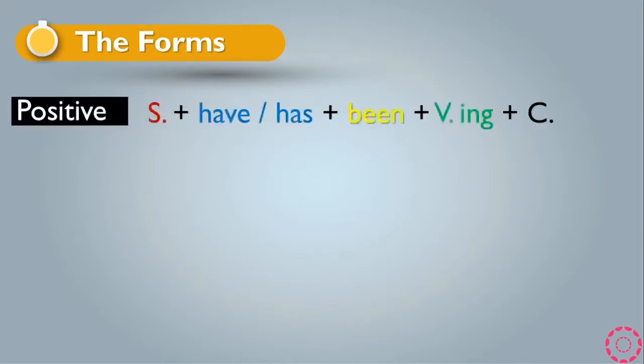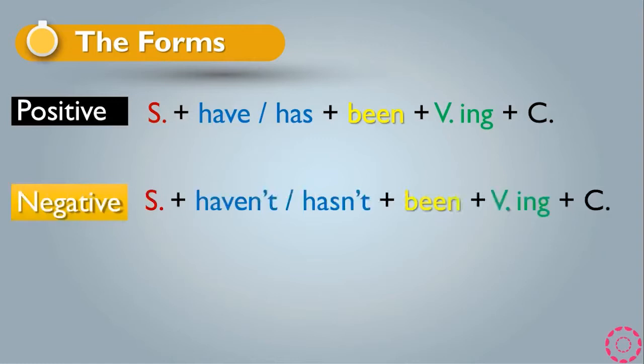Now we have the forms of present perfect continuous. First of all, we have positive. We have subject plus have or has according to the subject, plus been, plus verb ing, plus complement. So the general rule for present perfect continuous in positive is subject at the beginning, have or has, plus been, plus verb ing, plus complement. For negative, we have subject plus haven't or hasn't, plus been, plus verb ing, plus complement.